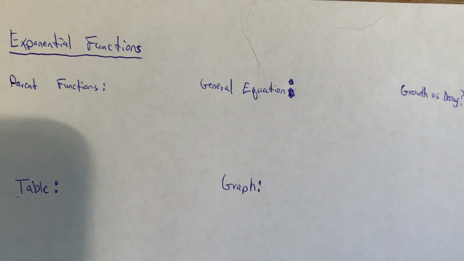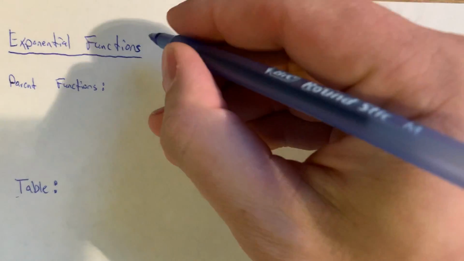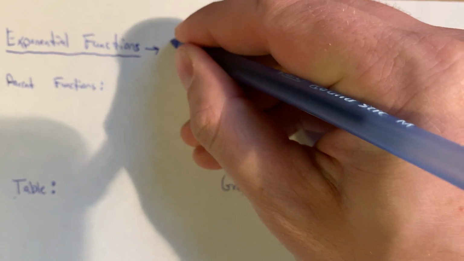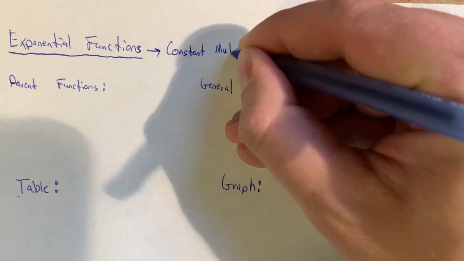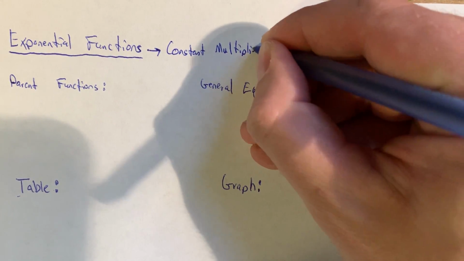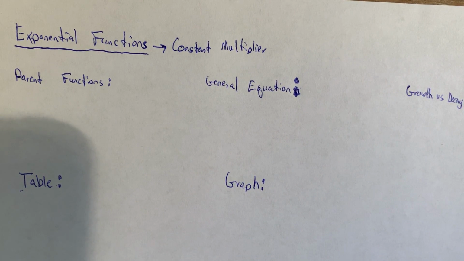Okay, guys, today we're going to be talking about exponential functions. And the identifying feature of an exponential function, what makes it exponential, is that there is a constant multiplier. And let's remember that linear functions have a constant rate of change. That is not what this is. This is when each successive term is being multiplied by the same number over and over and over again.